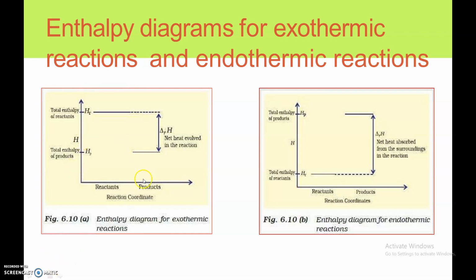We can see here the enthalpy diagram for an exothermic reaction and an endothermic reaction. An exothermic reaction is a heat evolving reaction. An endothermic reaction is a heat absorbing reaction. So how can we calculate the total enthalpy of the reaction? Reactants are converted to products. Total enthalpy of the products minus total enthalpy of the reactants. So it is the net heat evolved in the reaction that we should consider. Here net heat evolved, here net heat absorbed.